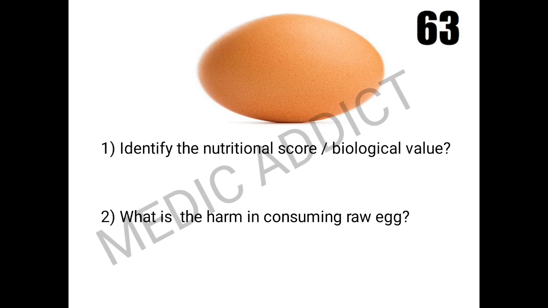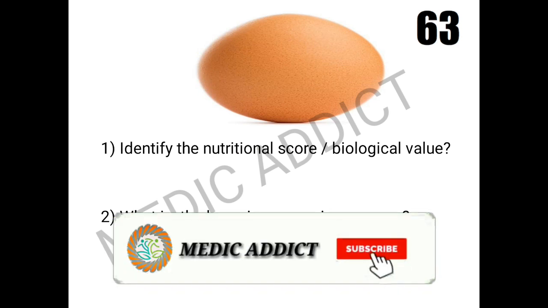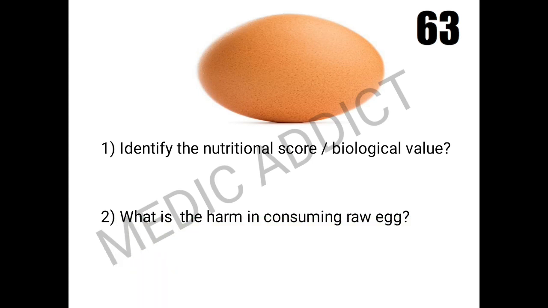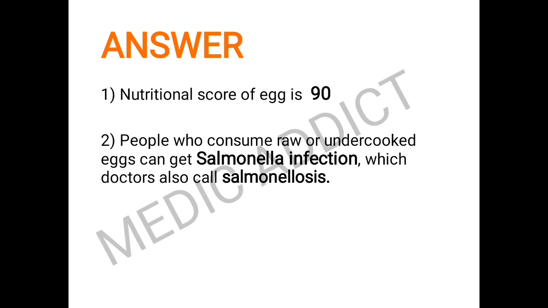So it is the image of an egg, and on the basis of it we have to identify the nutritional score or the biological value and what is the harm in consuming the raw egg. So the nutritional score of the egg is 90, and the harm is that people who consume raw or undercooked egg can get salmonella infection, because in most cases the salmonella is present on the shell of the egg, and chances are that we can get infected by this. Hence the doctor calls this salmonellosis. Let's move to the last spot.